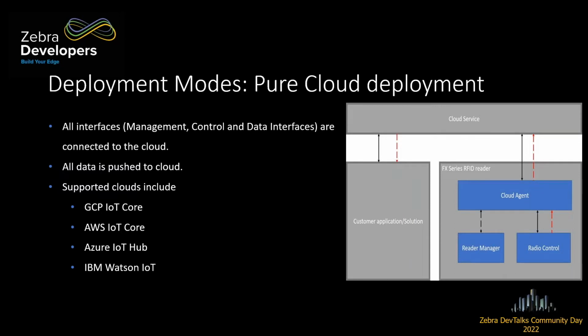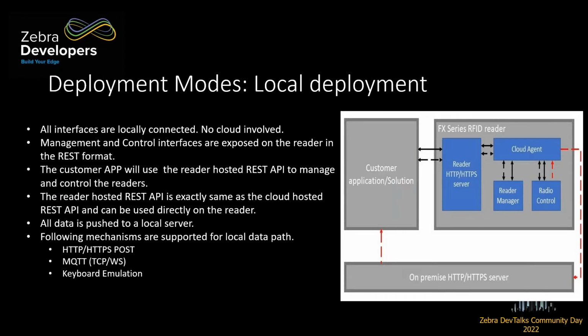The second scenario, based on where the reader is deployed, is called a local deployment. In cases where the readers do not have internet access, which I presume is in most cases when it comes to corporate deployments, it is possible to have the management and control interfaces locally controlled directly by the application using the local REST API that I just mentioned. And also the data can be consumed locally as well.